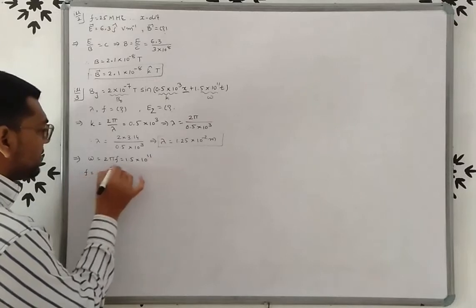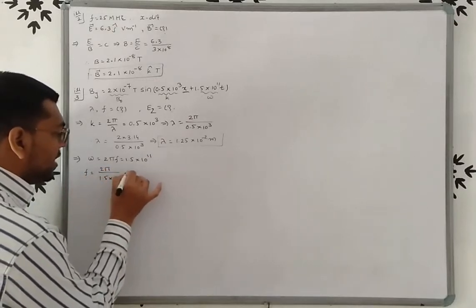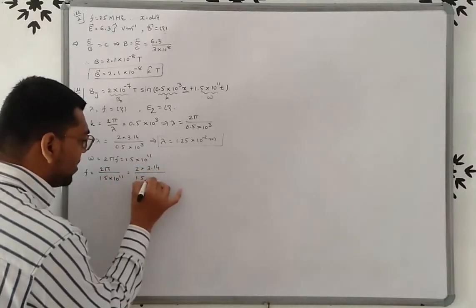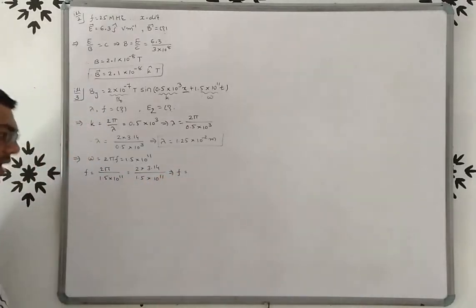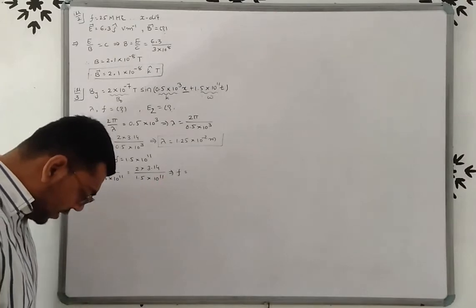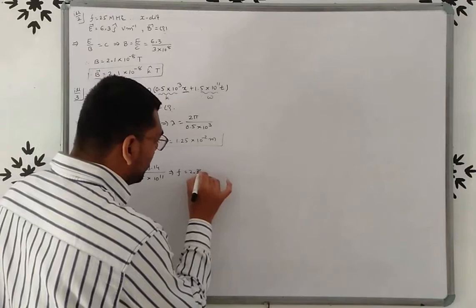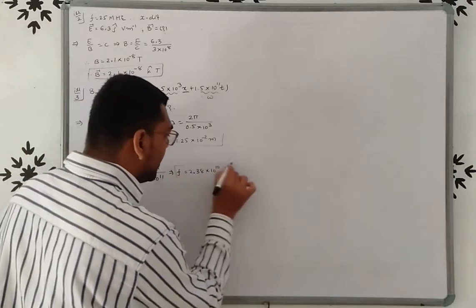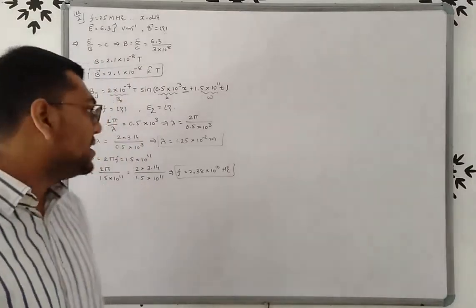So frequency f is equal to 1.5 into 10 raised to 11 divided by 2 pi. So 1.5 into 10 raised to 11 divided by 2 times 3.14. So you will get the frequency equal to 2.38 into 10 raised to 10 hertz. Right? So omega is equal to 2 pi f. We know the value of omega, so we can easily find out the value of frequency.